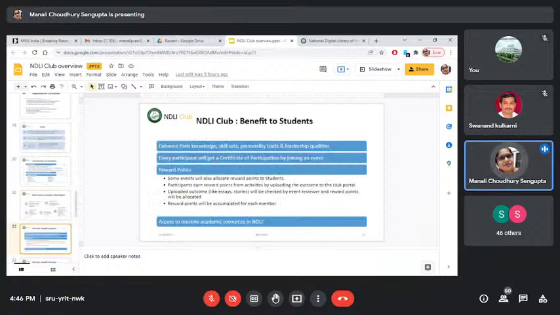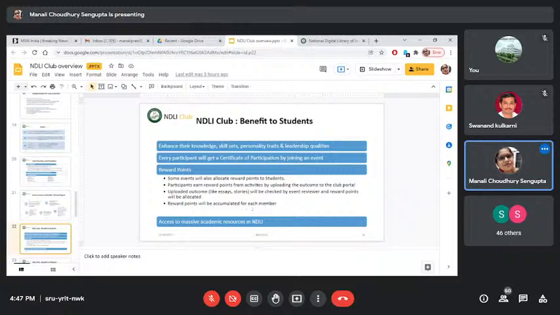And then the benefit to students. Now the question comes, they are already overburdened with their study, and this pandemic has had an immense impact on their psychology. So more things to put on their shoulders? No. There must be some benefits to the students. So there will be some reward points for the students. Participants earn reward points from the activities by uploading the outcome. The uploaded outcome will be checked by the event reviewer, and reward points will be allocated and accumulated for each member.